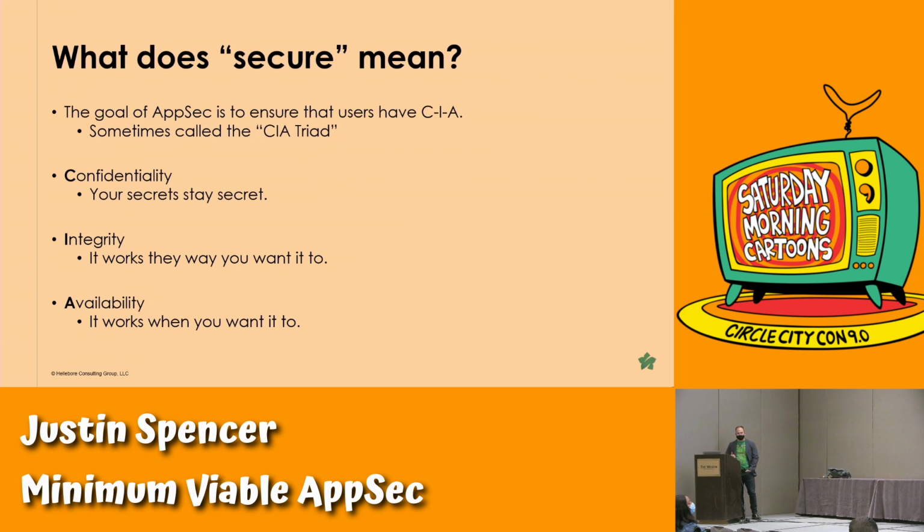C for confidentiality, your secrets stay secret. I for integrity, your thing works the way you want it to, your data doesn't get corrupted. And A for availability, it's there when you need it. If an attacker or something else would deny you any of those things, you would lose security. You would lose your CIA. You wouldn't be able to do what you want to do when you want to do it. And then why even have the software at all? So this is a good enough framework to facilitate conversations.